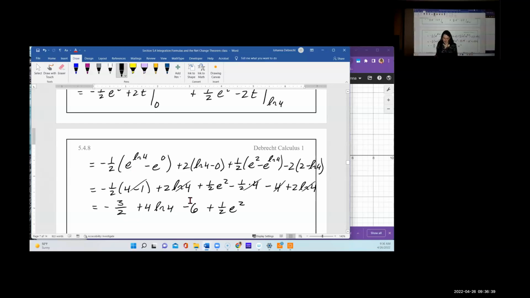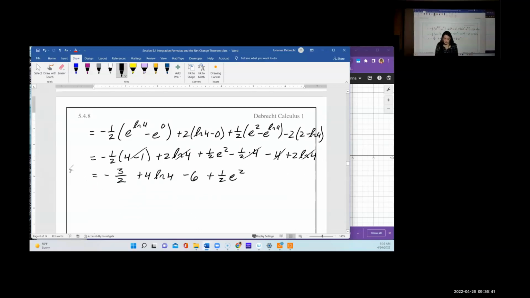And then I have plus 1/2 e squared. Now the negative 3/2 and the negative 6 can combine to give me negative 7.5, or is it supposed to be? Yeah, that's correct. So that would be negative 7.5 plus 4 the natural log of 4 plus 1/2 e squared, whatever that comes out to be. It is a constant, all right? It's not a variable expression because e is not a variable. E is a constant. So make sure that you remember that, all right?